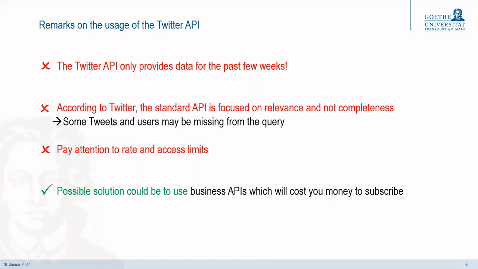What you can do is use the business APIs Twitter is offering. But the problem there is that they will cost you money to subscribe. So when you do it for academic reasons or maybe just personal interest, this is definitely not recommended from us. However, if you want to use it for business purposes, you need it, because the standard API is only for non-commercial use. So now let's jump right into an example.